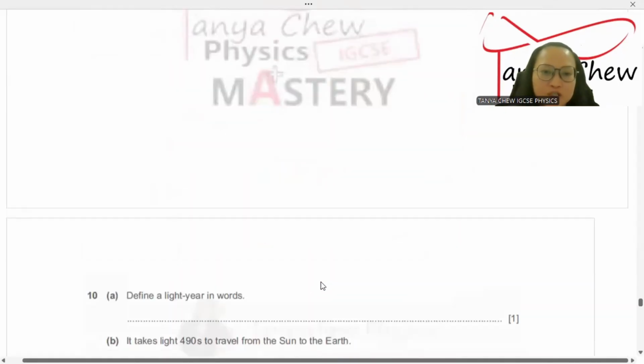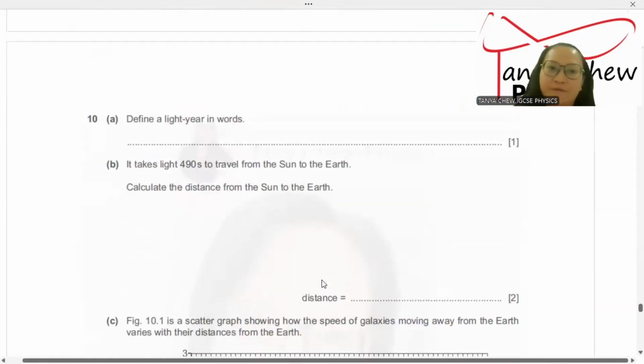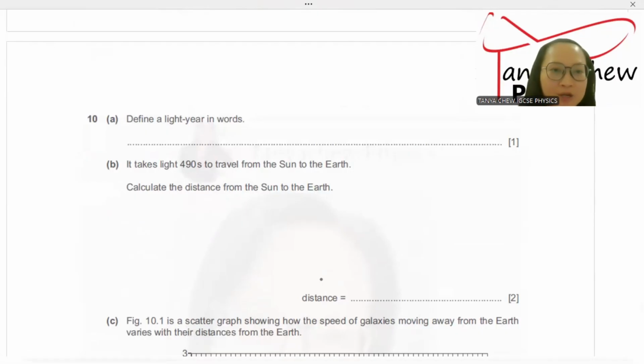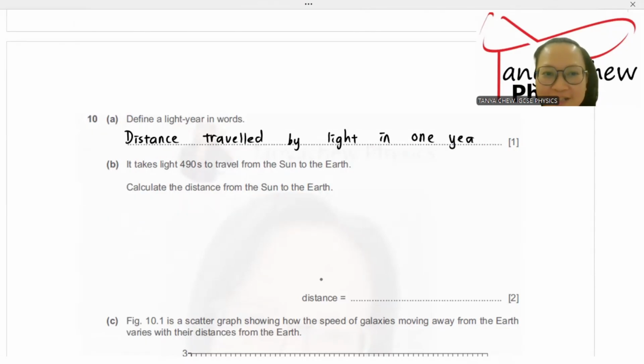Question number 10. A, define a light year in words. 1 light year is the distance traveled by light in 1 year. That is called 1 light year.